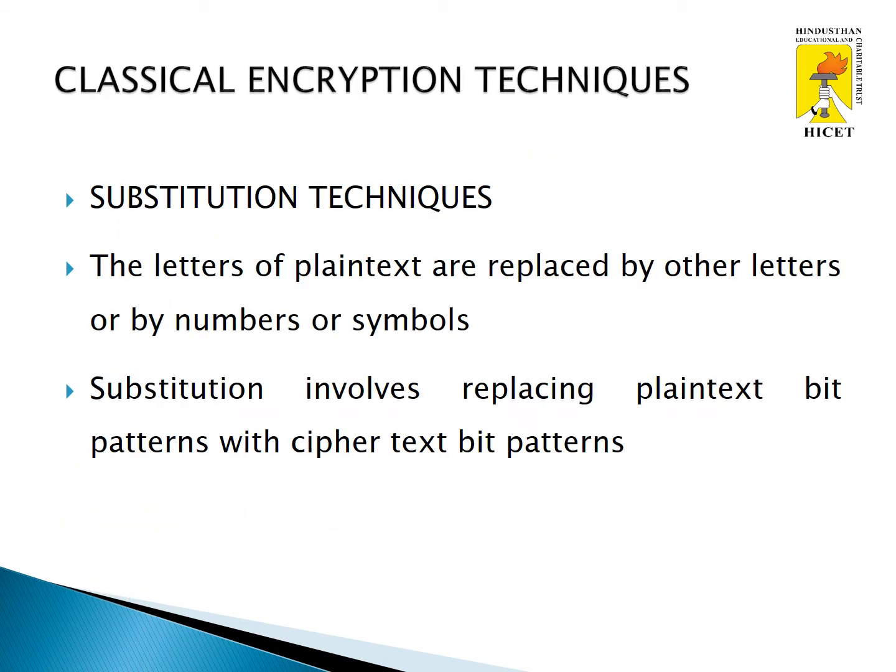Next, classical encryption technique. The classical encryption technique is divided into two types. First one is a substitution technique and the second one is a transposition technique. First one, substitution technique. A substitution technique is one in which the letters of plain text are replaced by other letters or by numbers or symbols. That is replacing each element of the plain text with another element. Here, substitution involves replacing plain text bit patterns with ciphertext bit patterns.